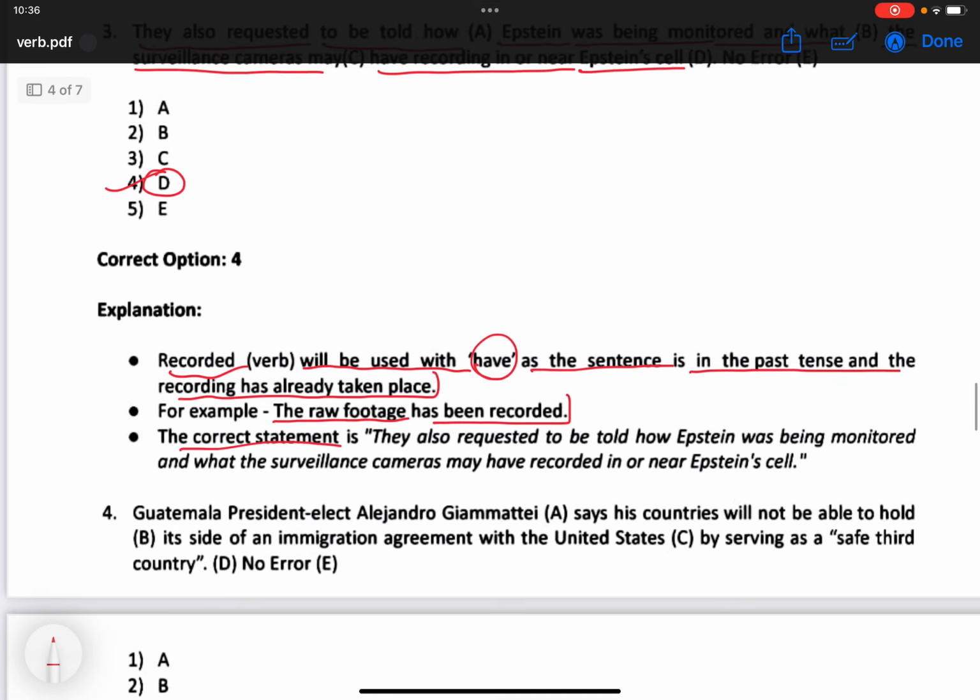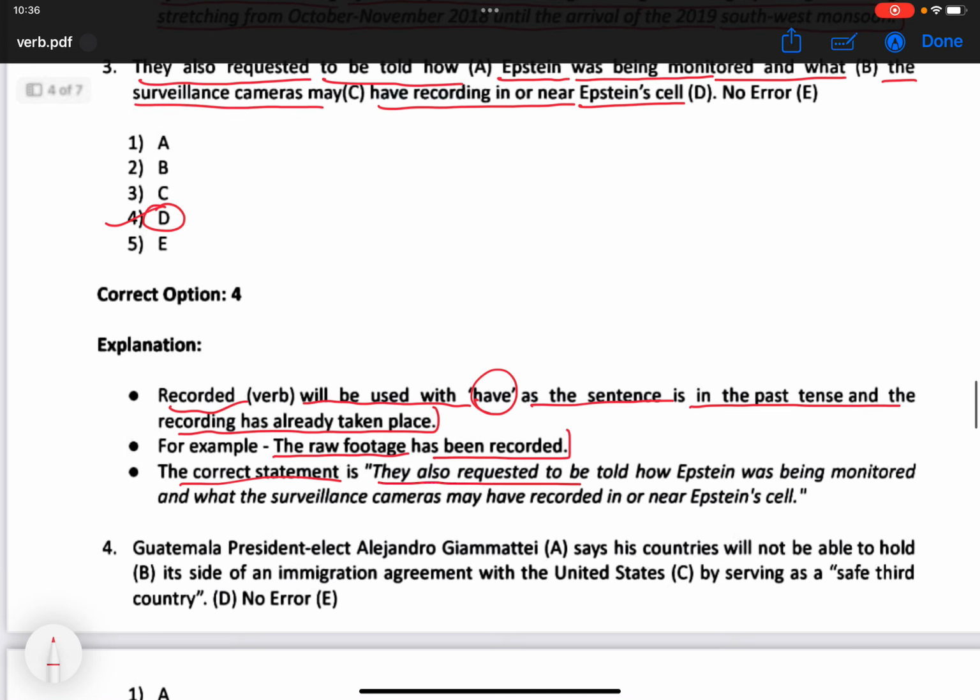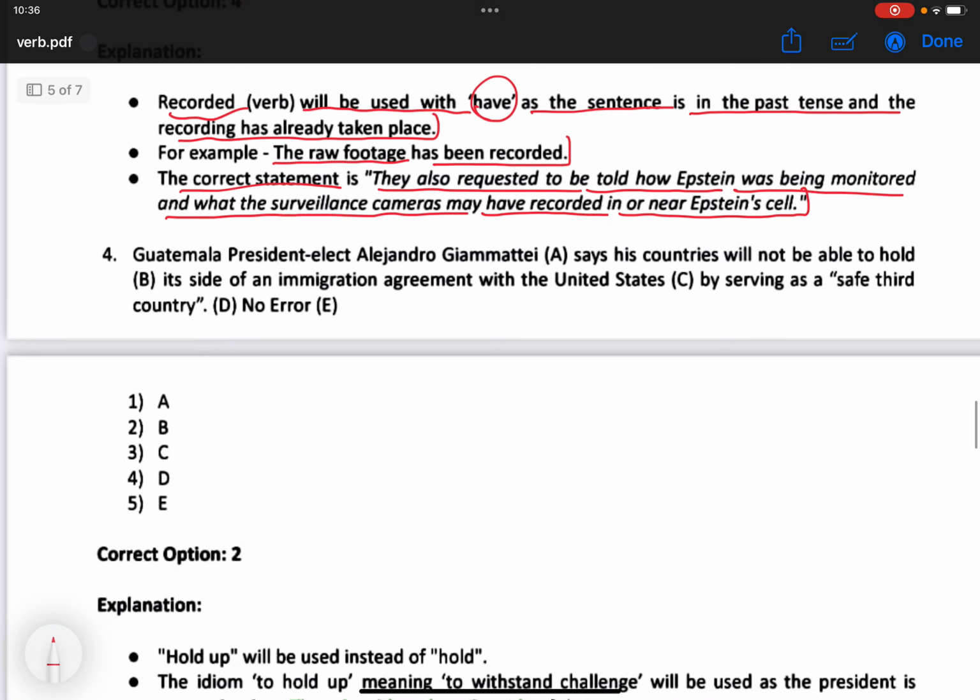The correct sentence: they also requested to be told how Epstein was being monitored and what the surveillance cameras may have recorded in or near Epstein's cells.